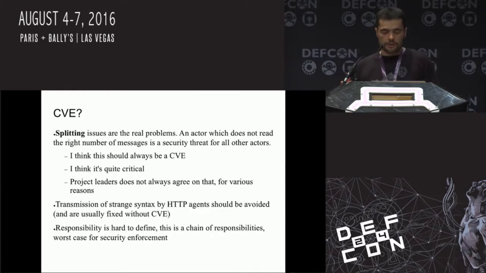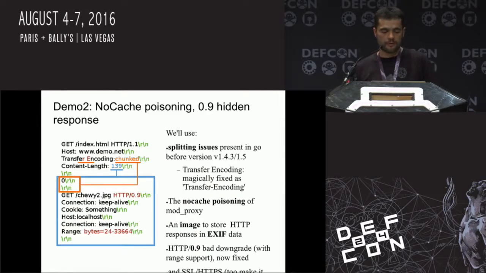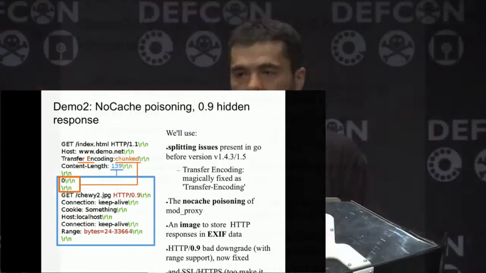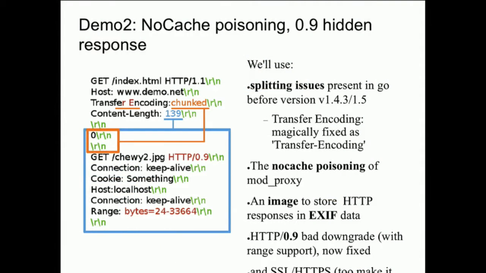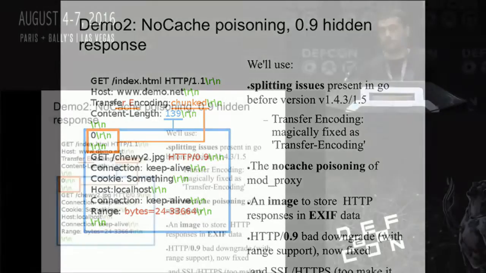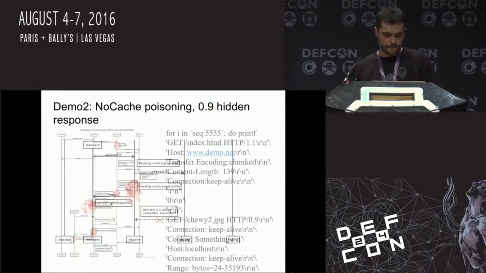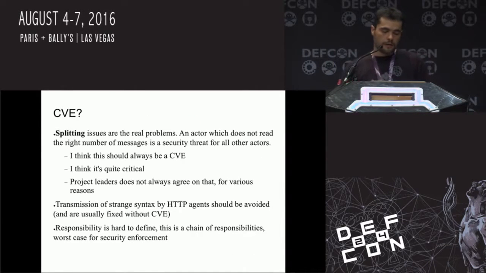The other issues are the transmission of strange syntax. Like, I had something with very strange syntax, like Transfer-Encoding with a space. You should not have any header with a space in the header name, and a reverse proxy could detect that this header is invalid and reject your query. But usually they do not do this. So there's a big problem of responsibility, because everyone is trusting every other one, and no one wants to take the full responsibility for problems that look like smaller things.